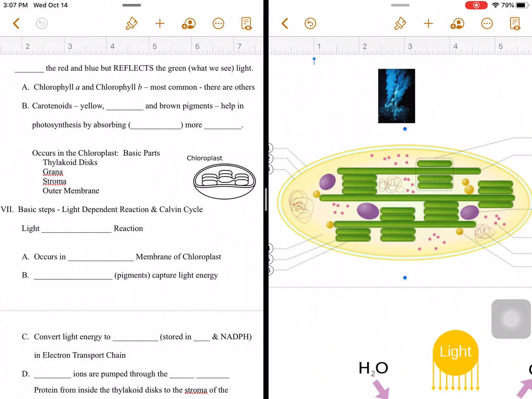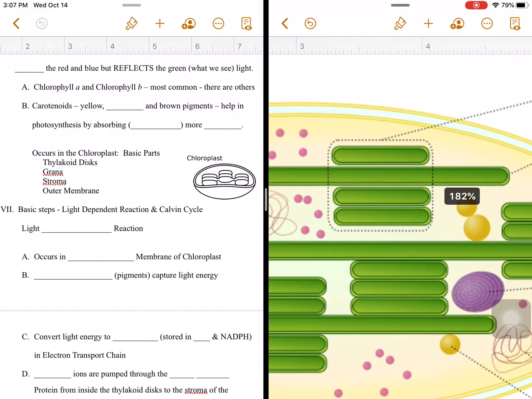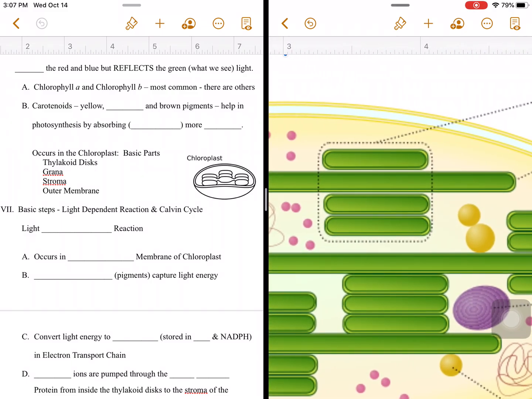This is part 2 of your photosynthesis notes, and let's first start with talking about the parts of a chloroplast. A chloroplast is a membrane-bound organelle found in plant cells and some protists, and it's made up of a few parts. The thylakoid discs are these round discs inside of the chloroplast. In your diagram, there's stacks of 3 there.